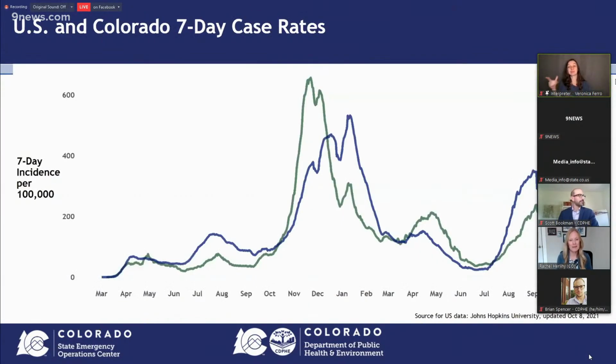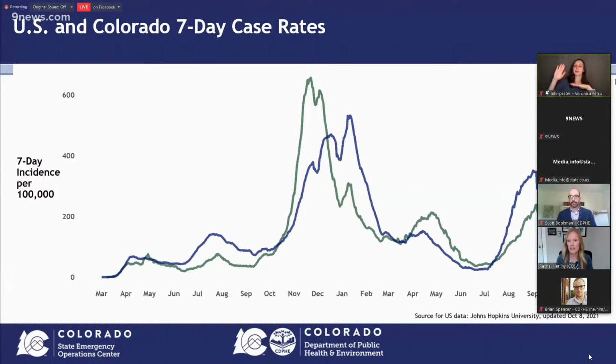Good afternoon, and thank you for being here. So I want to start where we normally do with our case trends and comparing what we're seeing here in Colorado, which is shown in green, compared to the US overall. This figure is showing you our 7-day case rates. And what you'll see, if you look to the far right, is that the US overall has seen a steady decline in cases.